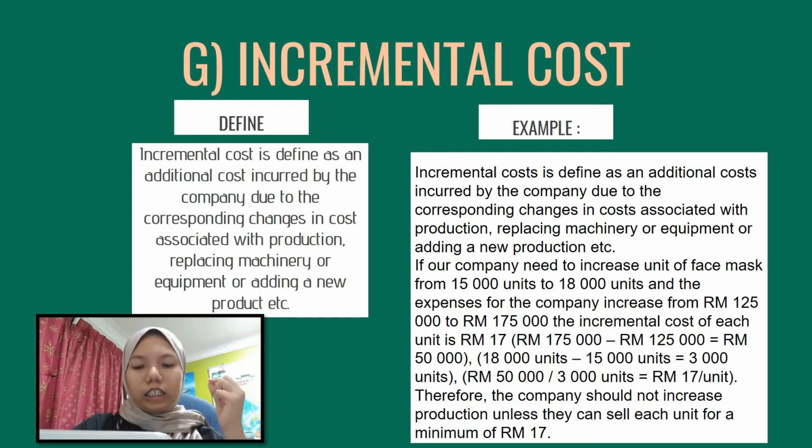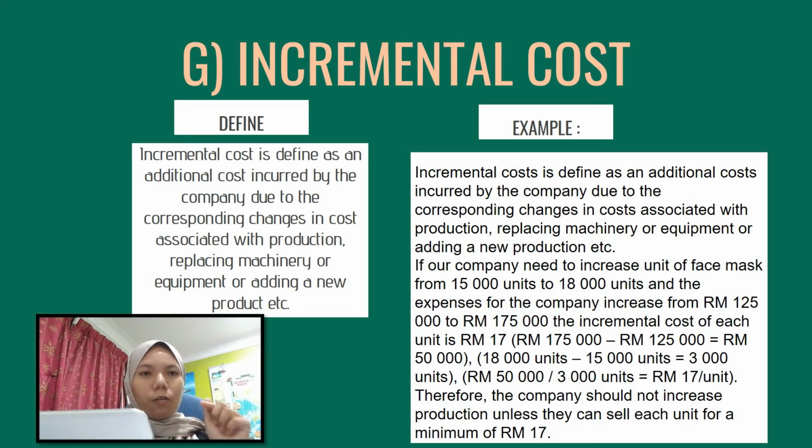So how do we get the incremental cost? 175,000 minus 125,000 equals 70,000 ringgit. So for the units, 18,000 units minus 15,000 units equals 3,000 units. So the cost of expenses is 70,000 divided by 3,000 units of face mask, which equals about 23 ringgit per unit. Therefore, the company should not increase production unless they can sell each unit for a minimum of that amount.